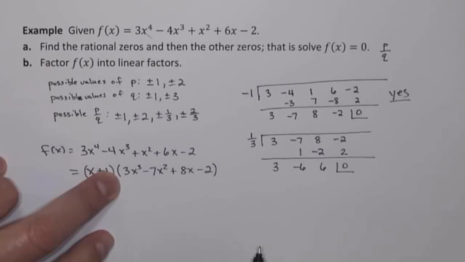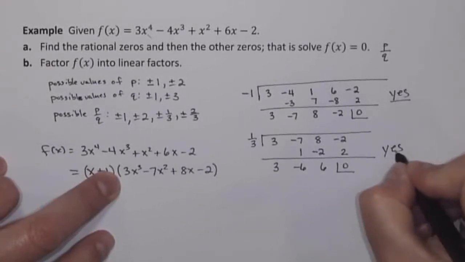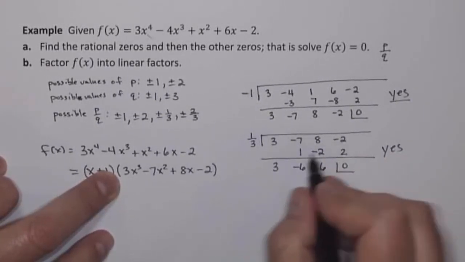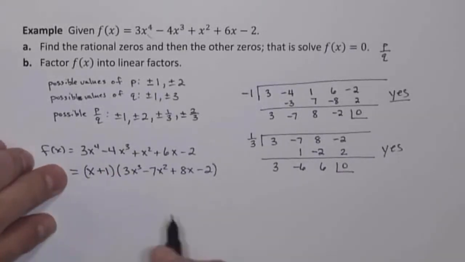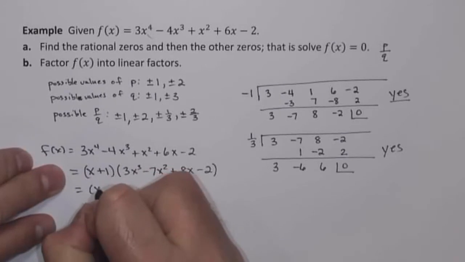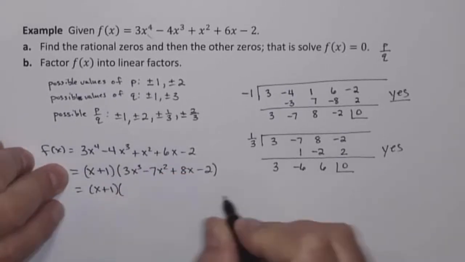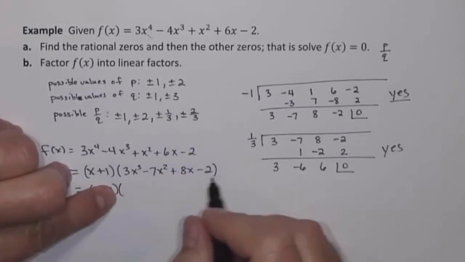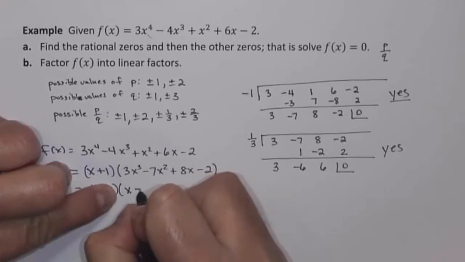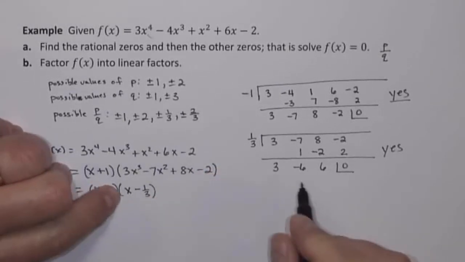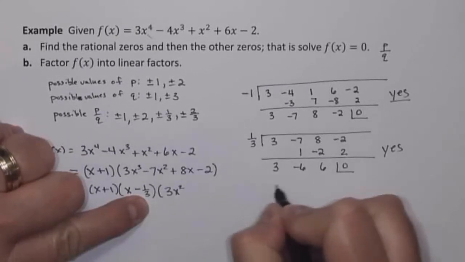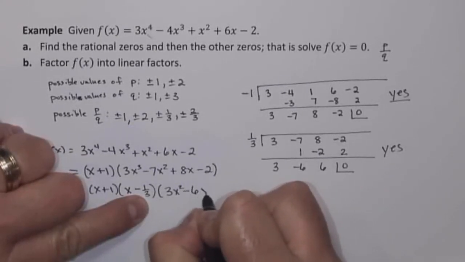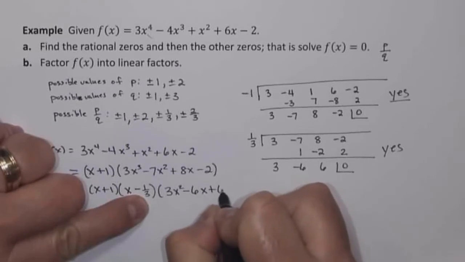I do get a remainder of 0. So yes, 1/3 is a 0 of this, which means it's also a 0 of our original function. Okay? So this factors into x plus 1, and now 1/3 is a 0, so that's going to be x minus 1/3. And then I'm left with 3x squared minus 6x plus 6.